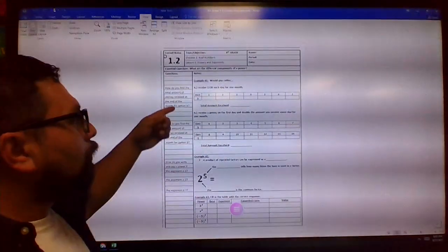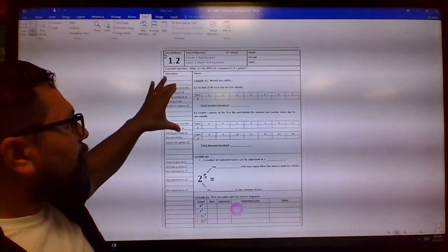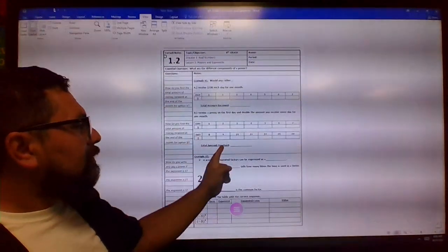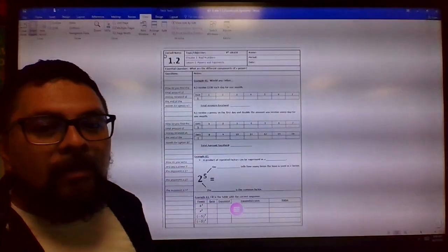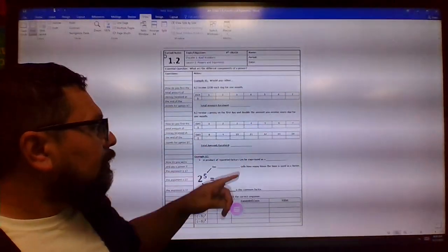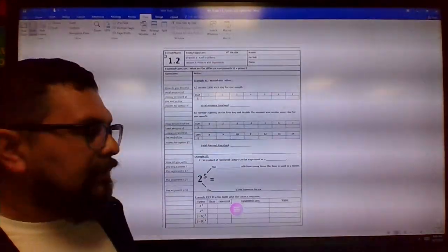So we're continuing with 1.2. Okay, we already did the whole front. So we already filled this out. We found out that this is a better deal than this one. This one's only $3,000 that you're going to receive from me on day 30. And this one, you're going to receive over $5 million on day 30.